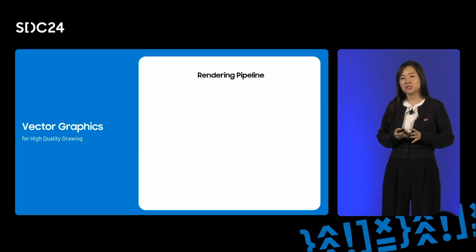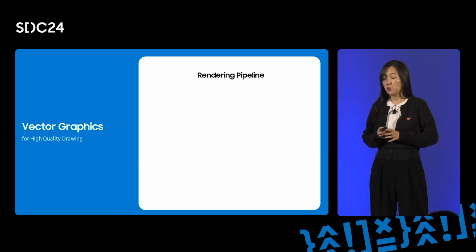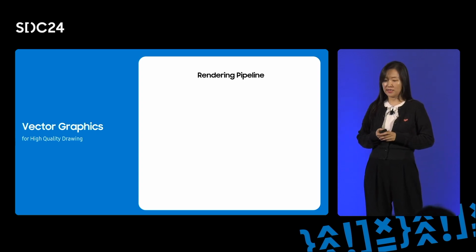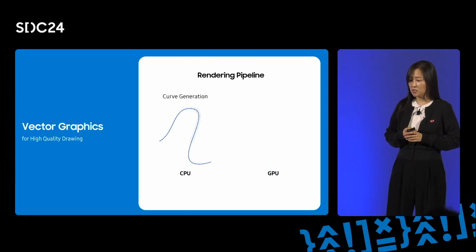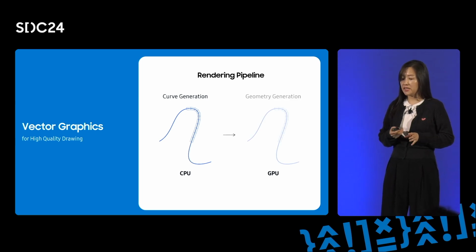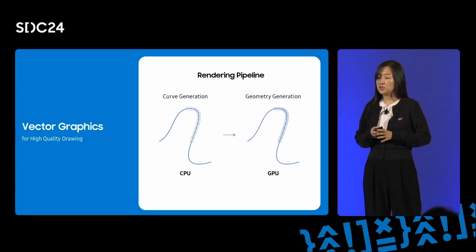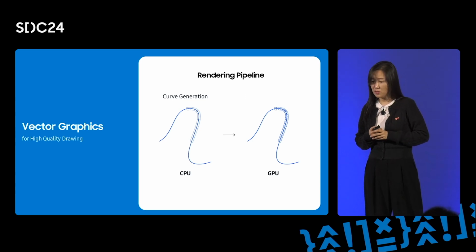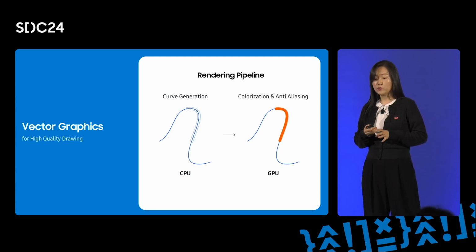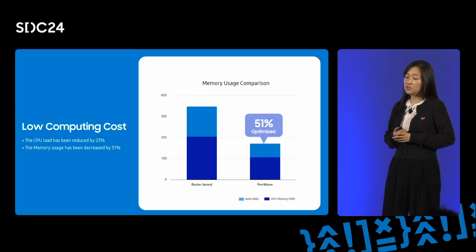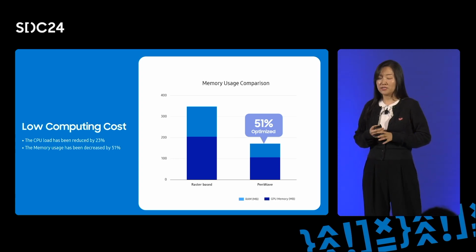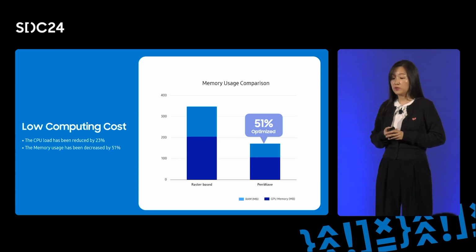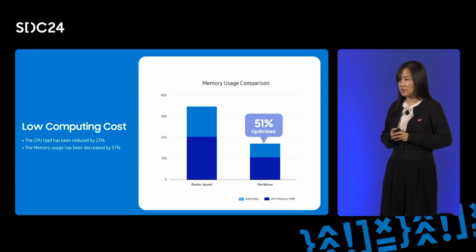To deliver high-quality content efficiently, we maximize the use of GPU acceleration. The CPU generates spline points to define curves and sends them to the GPU. The GPU uses these points to generate complex meshes through the geometry shader, after which rendering tasks are performed. With these approaches, PenWave reduced CPU load by 23% and decreased memory usage by 51% compared to traditional raster-based engines.